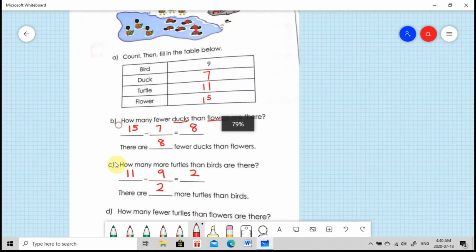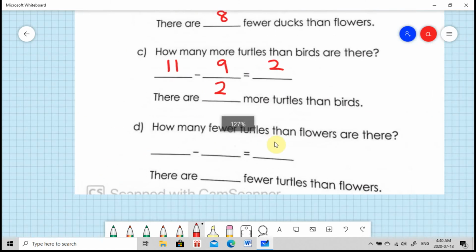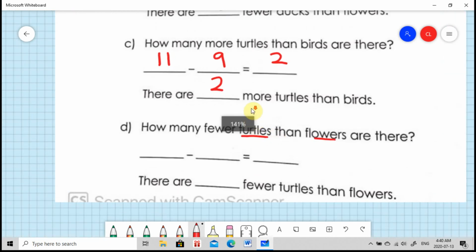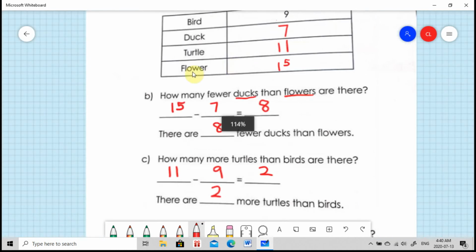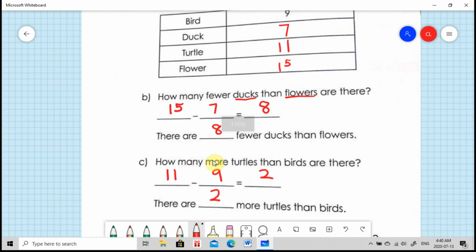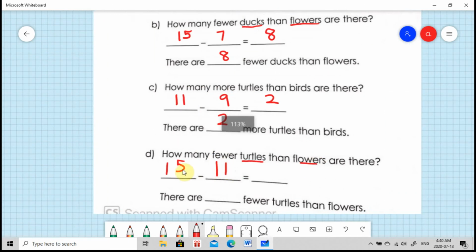Okay, now let's do the last one. How many fewer turtles than flowers are there? We're comparing turtles and flowers. Flowers is 15, so we can write 15. What about turtles? Turtle is 11. So we write down 11. Flowers 15, turtles 11. So you take 15 minus 11, you have 4.